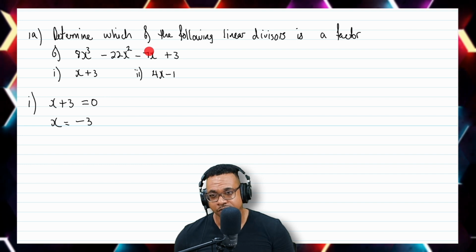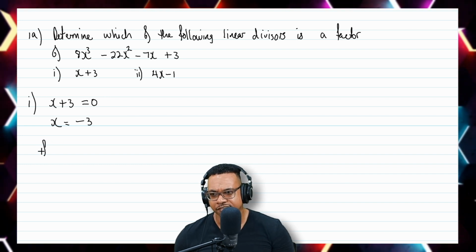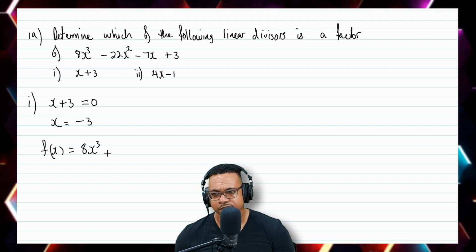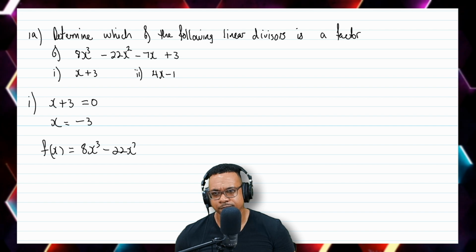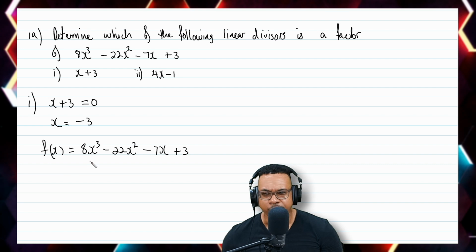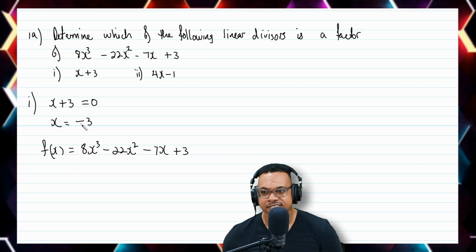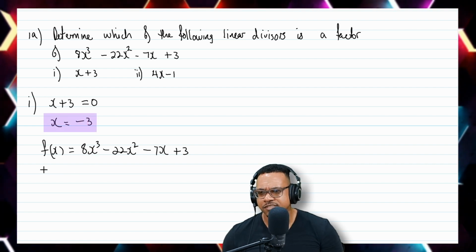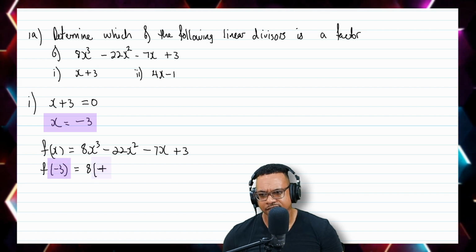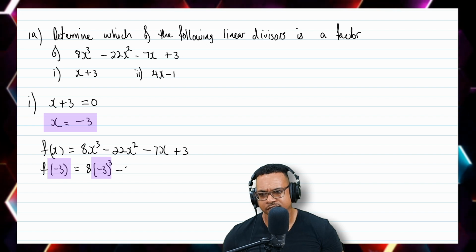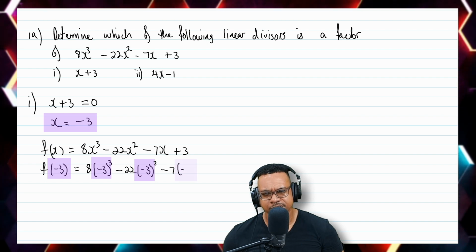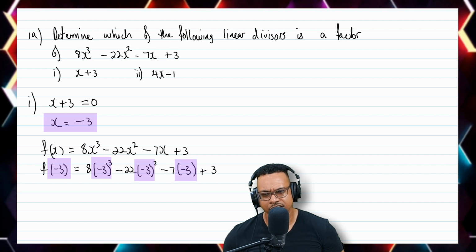My dividend here is a function of x, so I'll write that f of x is equal to 8x cubed, take away 22x squared, take away 7x plus 3. Now I'm going to replace the x in my dividend with this negative 3. So f of negative 3 is equal to 8 times negative 3 cubed, take away 22 times negative 3 squared, take away 7 times negative 3 plus 3.